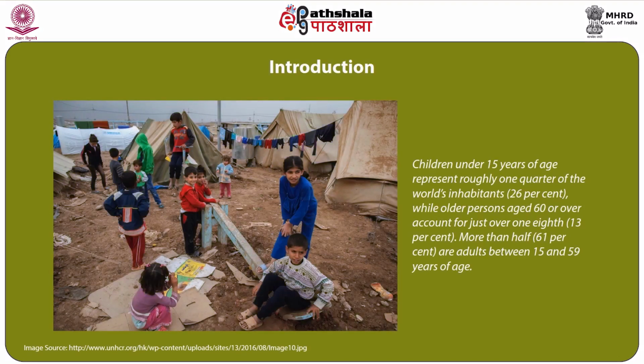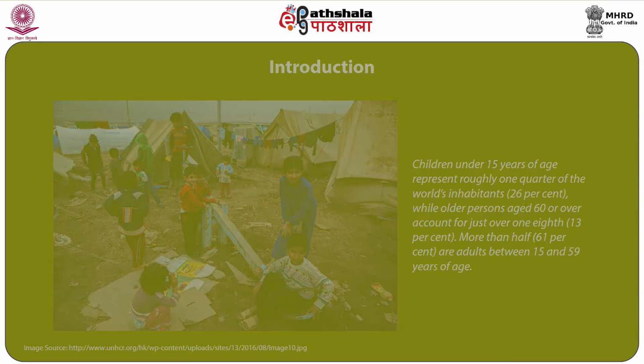Children under 15 years of age represents roughly 1/4 of the world's inhabitants, that is 26% of the total world population, while older persons 60 and above accounts for just over 1/8, that is 13%. More than half, that is 61% of the total population, are adults in the age group between 15 to 59 years of age.